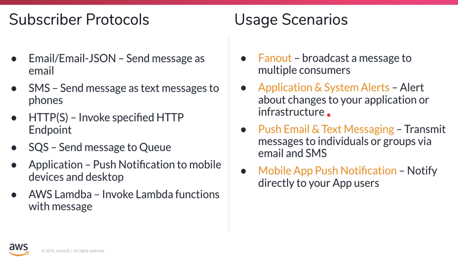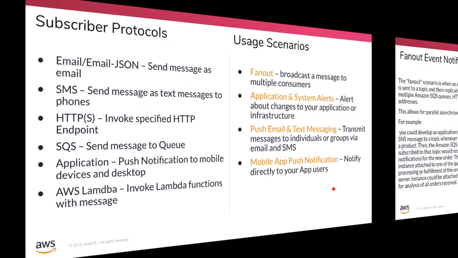Other usage pattern is application and system alerts. We saw that last time we configured an SNS for a billing alert, where if we had crossed the $15 billing mark, it would send an email as a notification. So you could use SNS for those scenarios as well. You could push text messages and emails. You could use it for mobile app push notifications. These are some of the usage patterns.